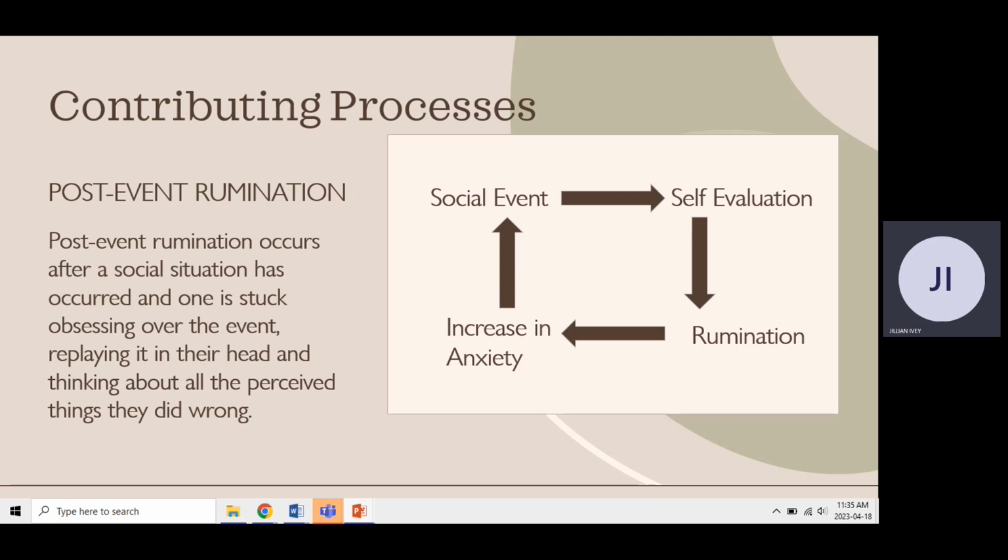Another contributing process is post-event rumination. Post-event rumination occurs after a social situation has occurred, and one is stuck obsessing over the event, replaying it in their head, and thinking about all the perceived things that they did wrong, which increases their anxiety.